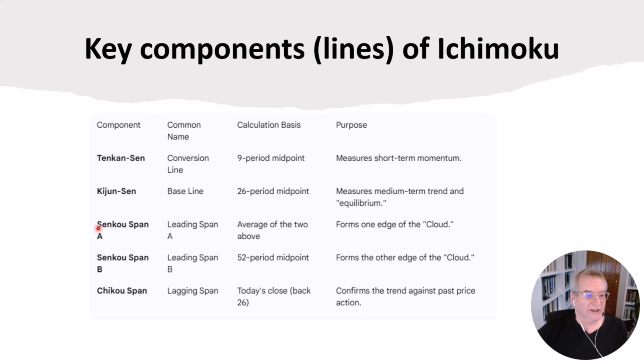The next line is known as the Senkou Span A, sometimes called the leading span A, and it is calculated by the average of the 2 lines above. The Senkou Span B, sometimes called the leading span B, looks at the lowest low and highest high over a 52-day look-back period and calculates the midpoint. And the final important line is called the Chikou span, or lagging span, and basically that is the current close but projected back 26 days, and this line is useful for confirming the trend against past price action.